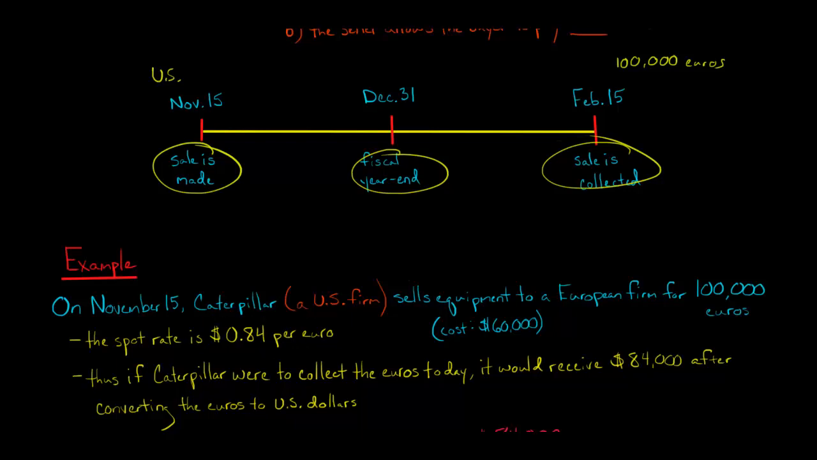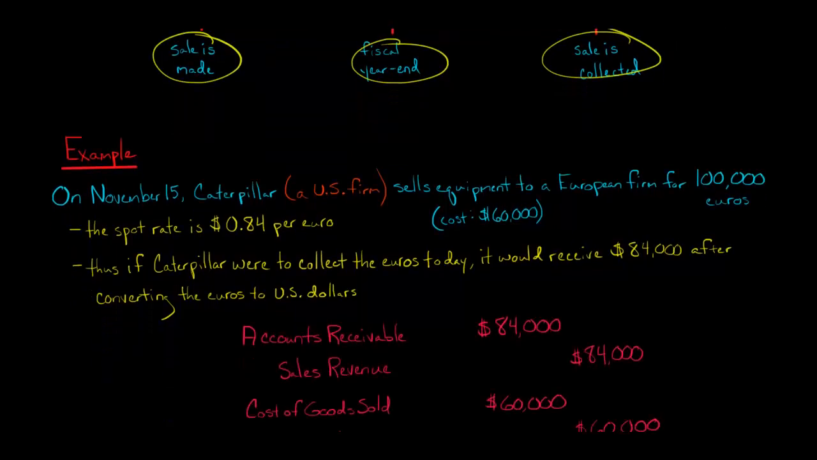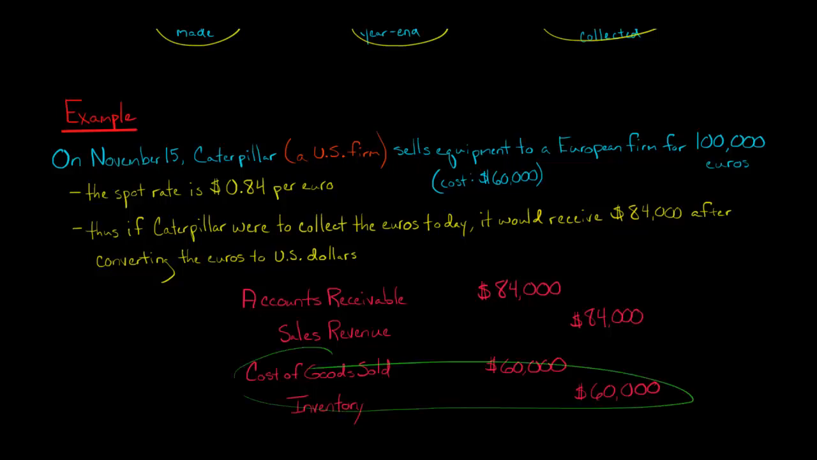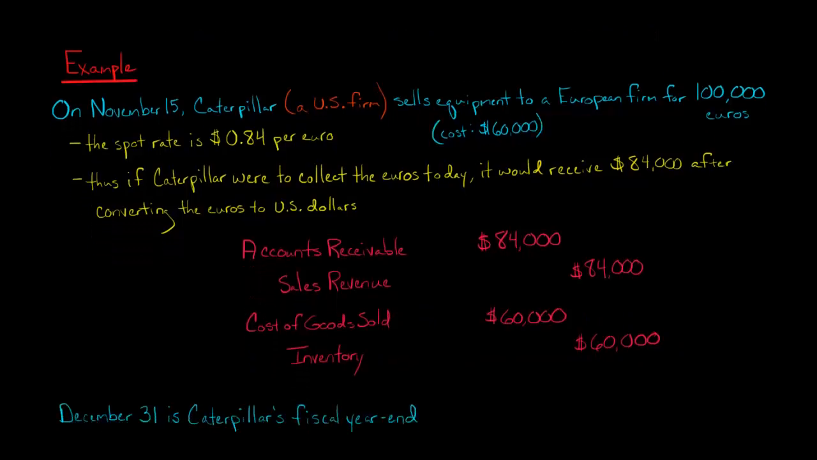Now, let's take a look at the journal entry. We would have accounts receivable of $84,000. Notice we're not getting any cash today. We're getting an account receivable, and then we're going to credit sales revenue for $84,000. This is using the spot rate as of today, 0.84 times 100,000. That's where I got this 84,000 from. Now, they're not necessarily going to get $84,000, and that's where the gain or loss is going to come in. We'll get into that. And then we just debit COGS and we credit inventory for $60,000. That's just given information, so that's not really important here.